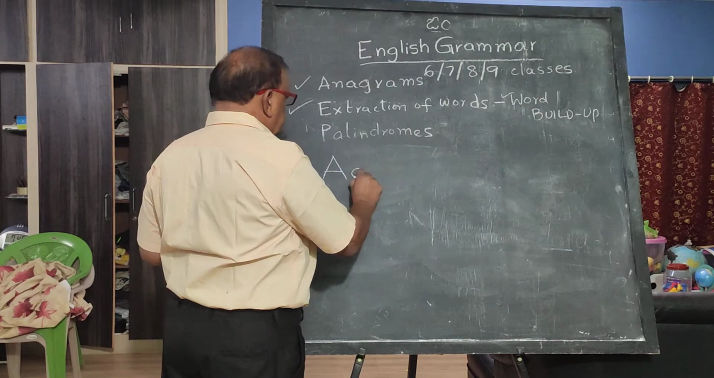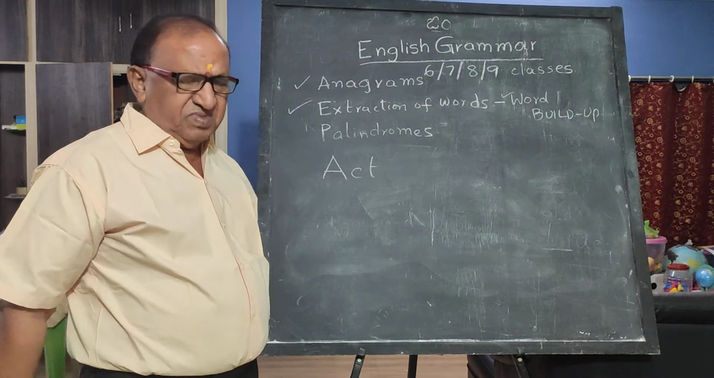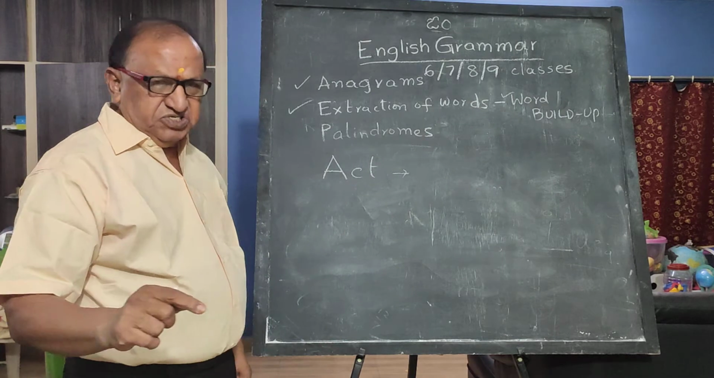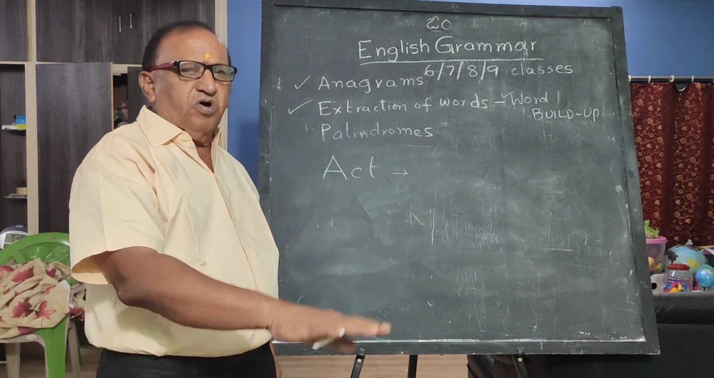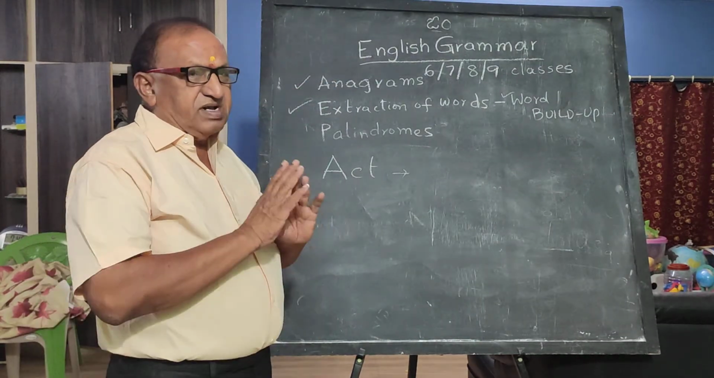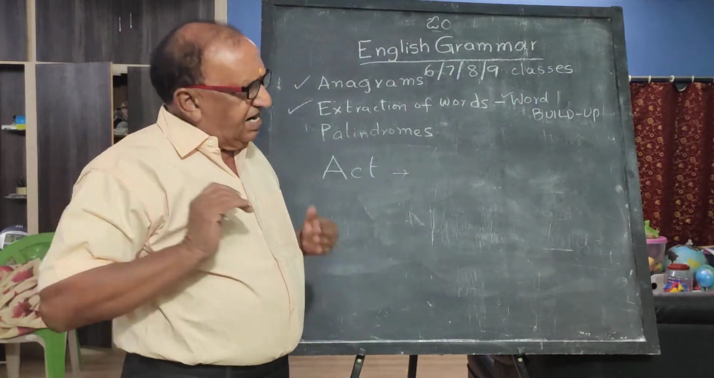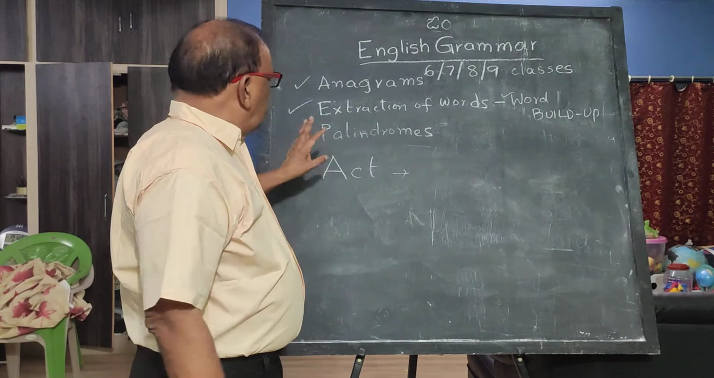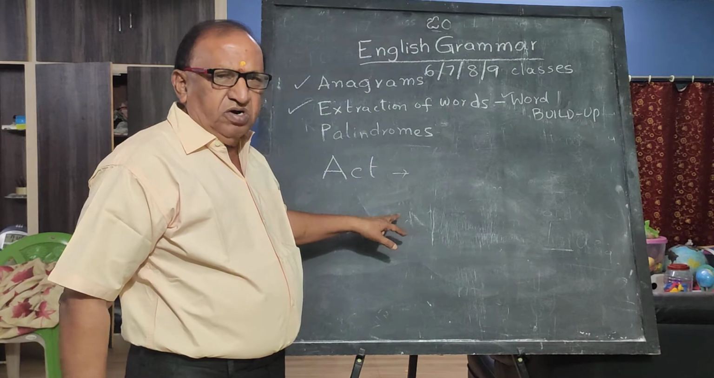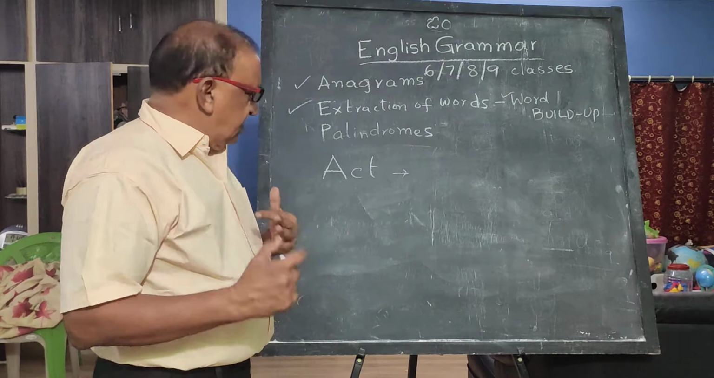ACT. ACT is act. That's a verb. Also it's a noun too. This tells me we can rearrange the letters in the word to get a new word. That is an anagram. You cannot bring any other letter from outside and put it in. No, that's not allowed. Only use the letters in the given word, and by rearranging the letters, you have to get a new word.